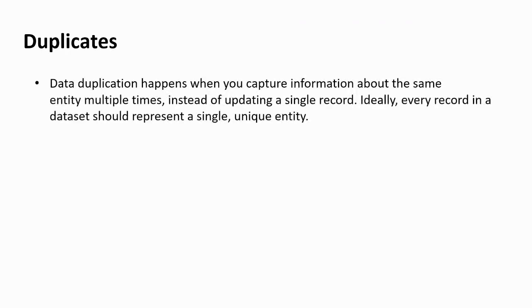Today we talk about data or record duplication. This describes a situation when you inadvertently capture information about the same entity multiple times instead of updating a single record. Of course, data duplication is a problem. Ideally, every record in a dataset should represent a single unique entity. Duplicates may be caused by multiple factors, including the lack of unique identifiers, the lack of validation checks and integrity constraints at the point of data collection, and also data entry errors.